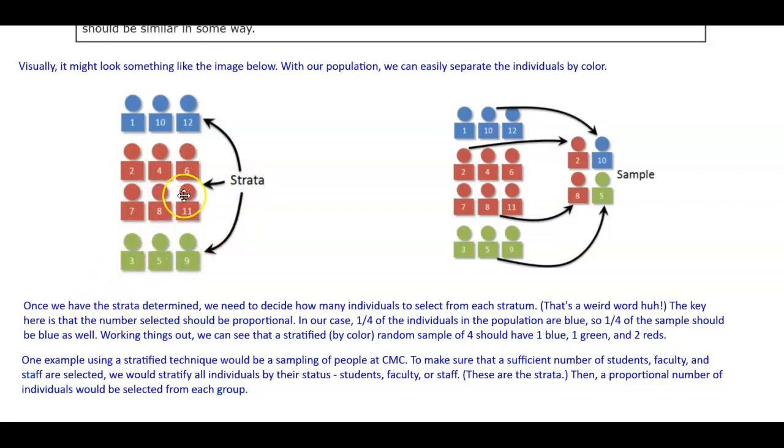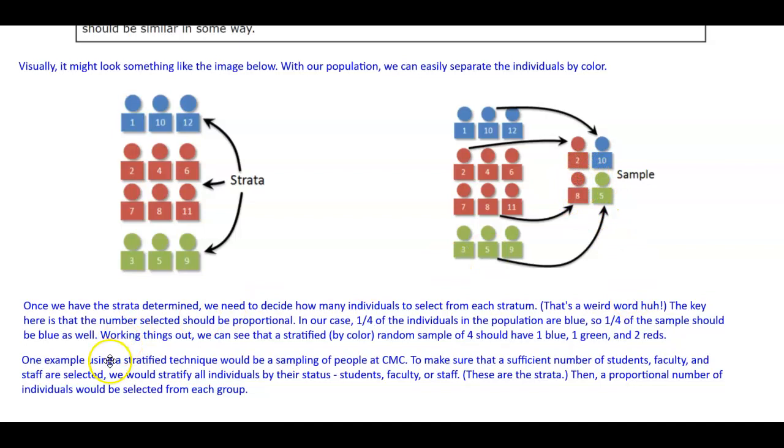Now, once we have the strata determined, we need to decide how many individuals to select from each stratum. It's definitely a weird word, huh? The key here is that the number selected should be proportional. So in our case, 1 of the 4 of the individuals in the population are blue, so 1 out of the 4 in the sample. And so 1/4 of the sample should be blue as well. Now, working things out, we can see that a stratified by color random sample of 4 should have 1 blue, 1 green, and then 2 reds.